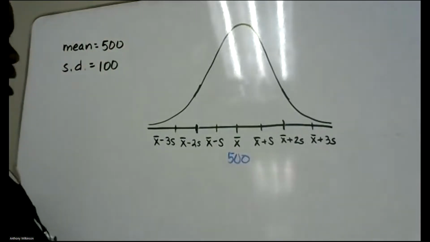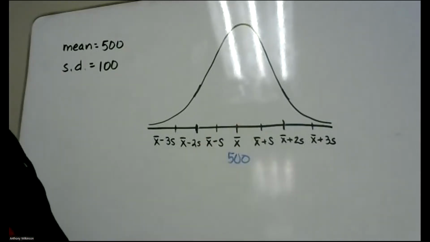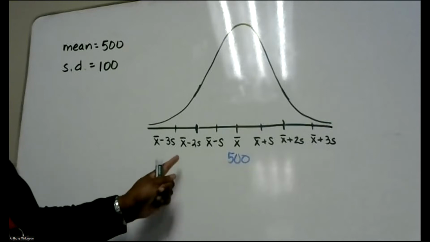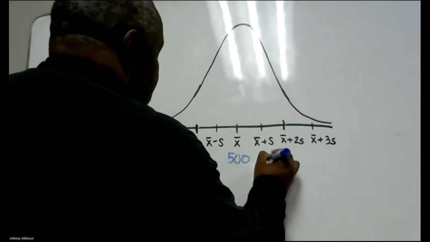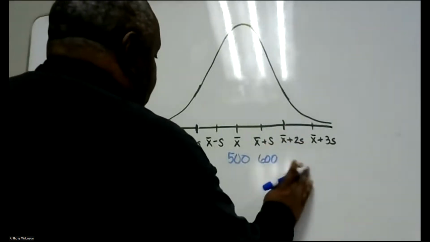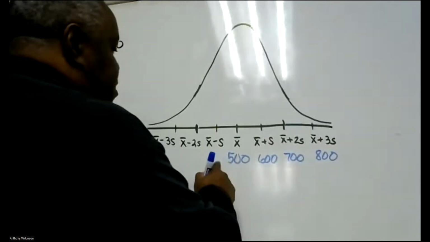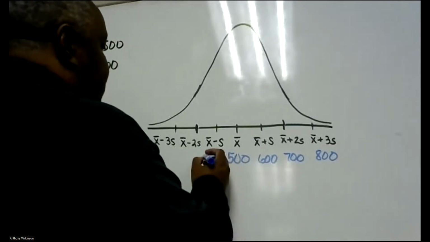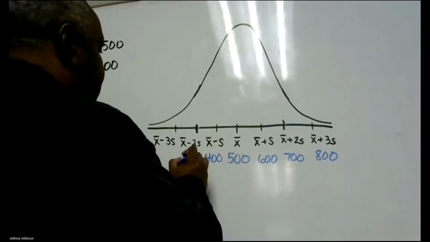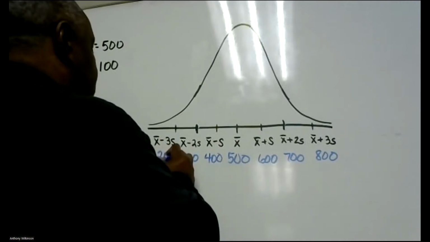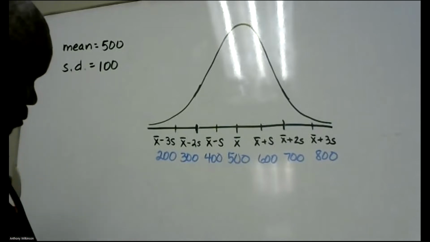And since my standard deviation is 100, I'm going to add 100 to the right, and just keep adding 100 to the right. And then I'm going to keep subtracting 100 on the left. So 500 plus another 100 would be 600. Add another 100, and then add another 100, 800. Now let's subtract 100 each time. 100 from 500 would be 400. Subtract another 100 would be 300, and subtract another 100, 200.